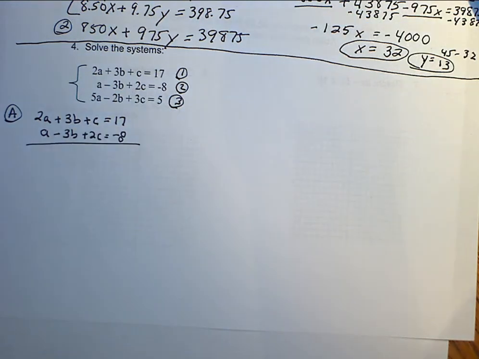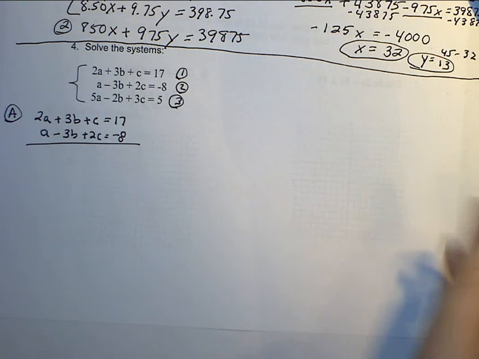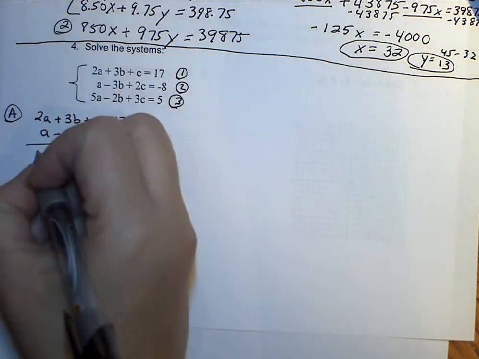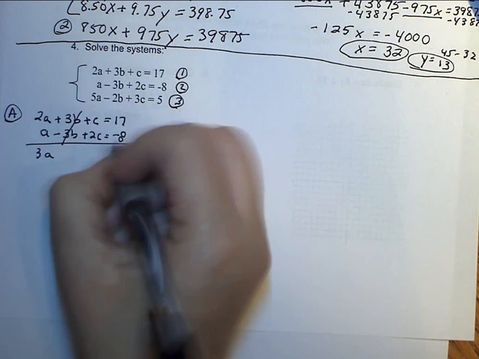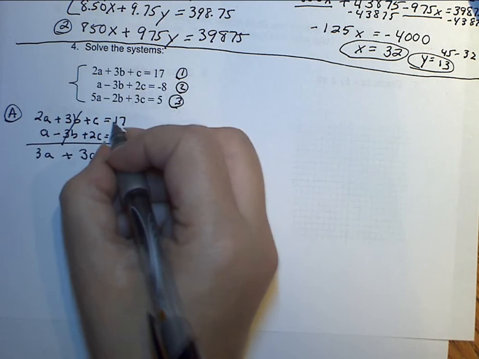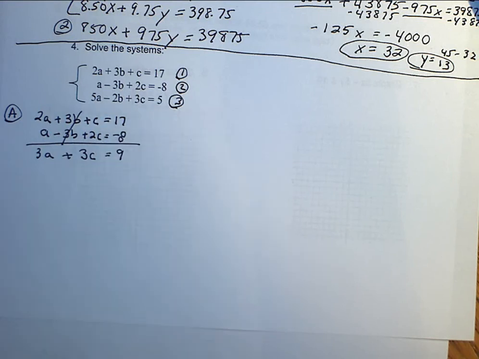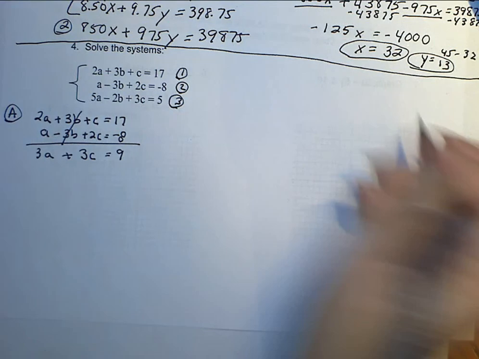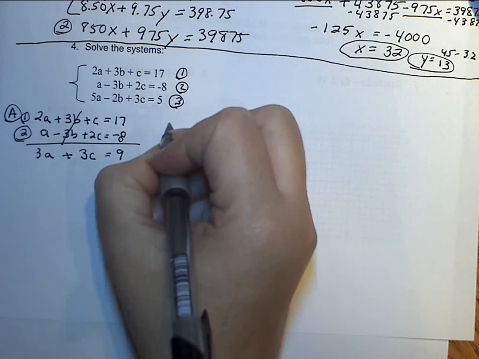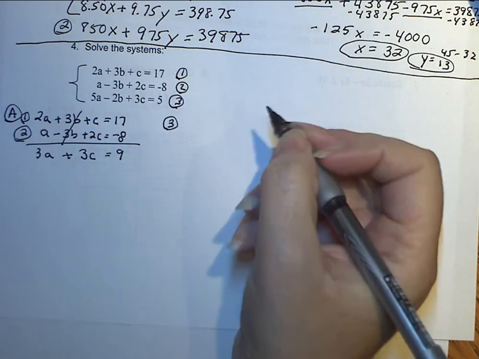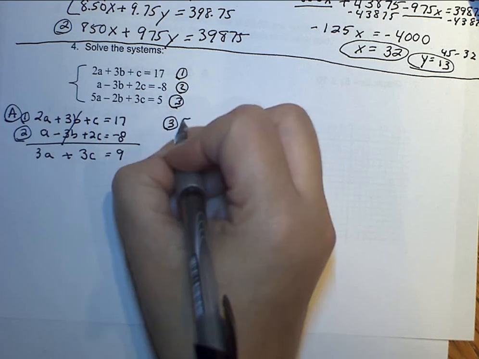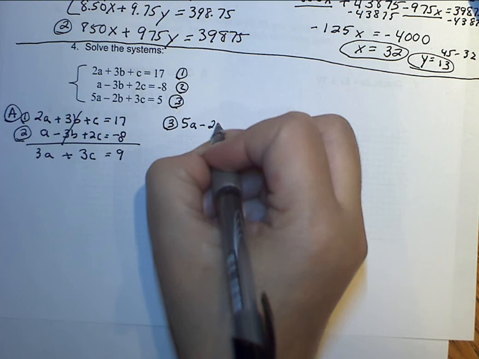Now, since they'll drop out, I can add down. 2 and 1 is 3a. This drops out, plus 3c is equal to 17 minus 8, which is 9. Since I used 1 and 2, I have to use 3 over here. Actually, I'll just write it over so you can see it. So 3 is 5a minus 2b plus 3c is equal to 5.